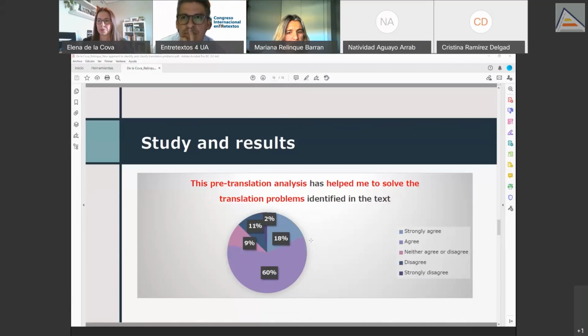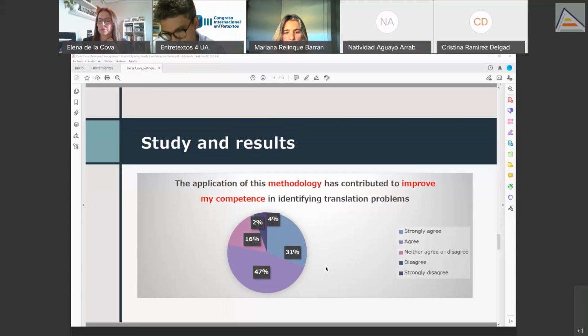In the next question, we asked them if this pre-translation analysis helped them to solve the translation problems identified in the text. And again, here we have the vast majority, 78% of the students, who affirmed that pre-translation analysis helped them to solve translation problems. It's remarkable that this percentage even exceeds the one in the previous question, which confirms again that students are not used to performing translation analysis and that they find it really useful when they know how to do it.